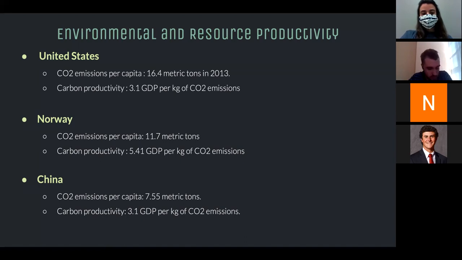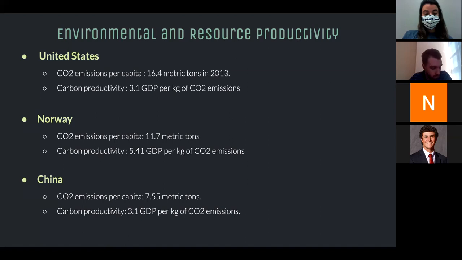In China, carbon dioxide emissions per capita gradually increased from 1960 to 2013, where it sat at 7.55 metric tons. And likewise, carbon productivity increased steadily at a high rate because it almost doubled between 1990 and 2000, going from 0.7 GDP per kilogram to 1.36 GDP per kilogram of CO2 emissions. But most recently recorded in 2013, it was at 3.1 GDP per kilogram of CO2 emissions.